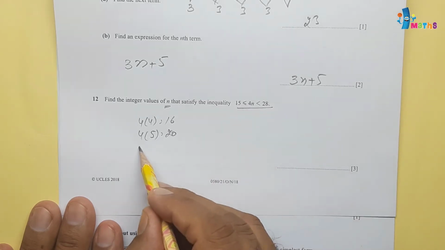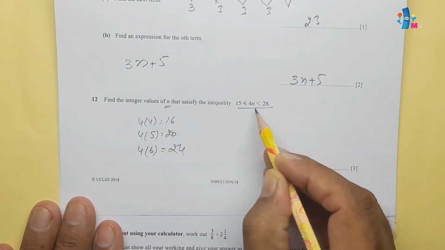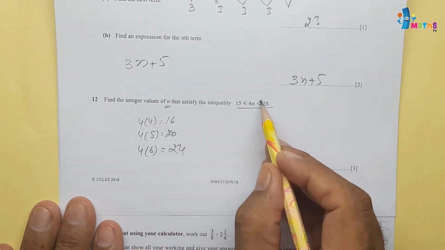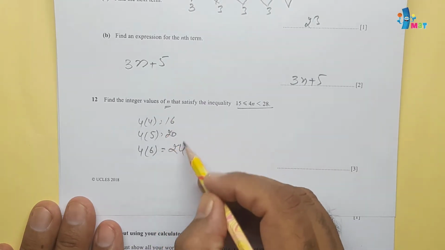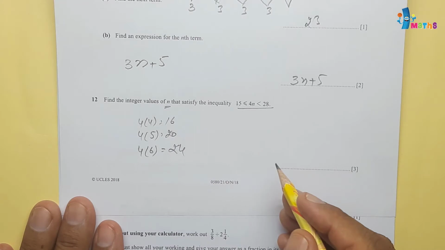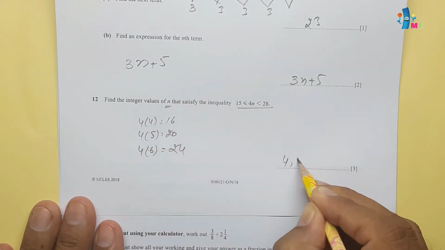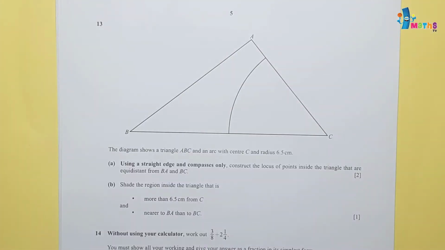Similarly, we can take 6 as well, so it will be 24. So 24 is also in between. If we take 7, it will be 28, but this is not an equal to sign over here. So 28 we can't take. So these 3 values we can take: n is equal to 4, 5 and 6. So the answer will be 4, 5 and 6. Hopefully you are understanding each and everything.